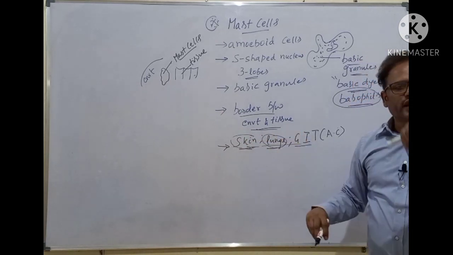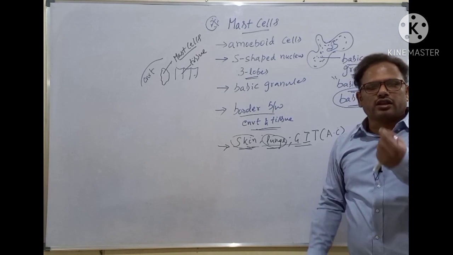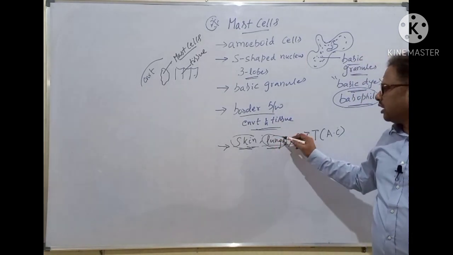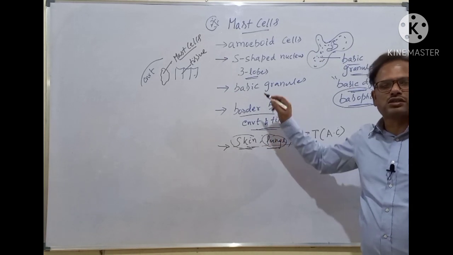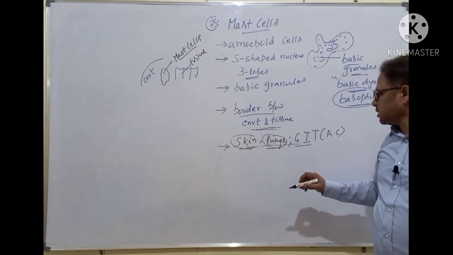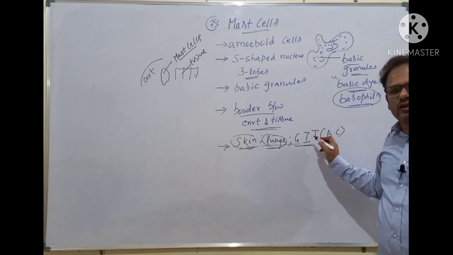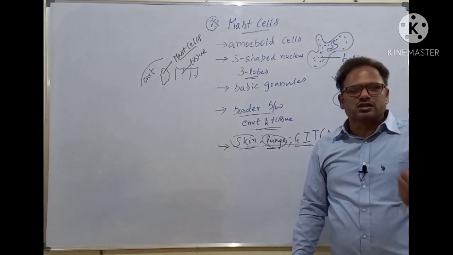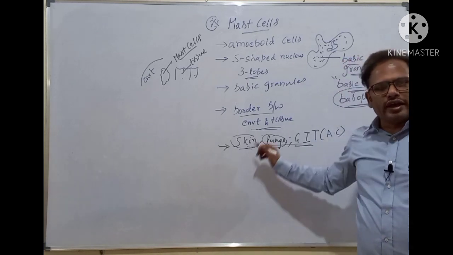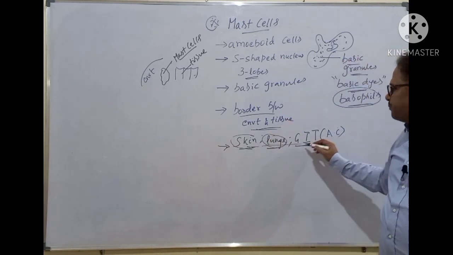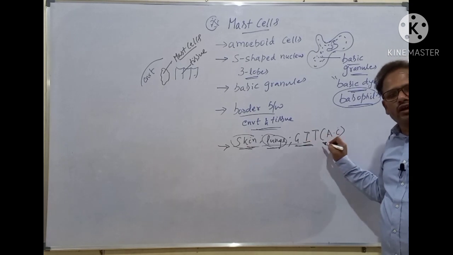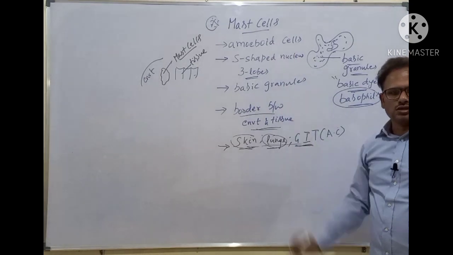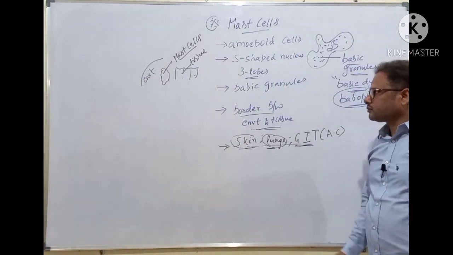And the lungs? Because we take in oxygen. The air which we take inside may be containing dust particles. That is why the lung surfaces also have a maximum presence of mast cells. The same way the gastrointestinal tract, that is the alimentary canal. When we take food or water, it may be containing antigens, microbial agents, dust particles. That's why the alimentary canal also contains a maximum presence of mast cells. That is the location.